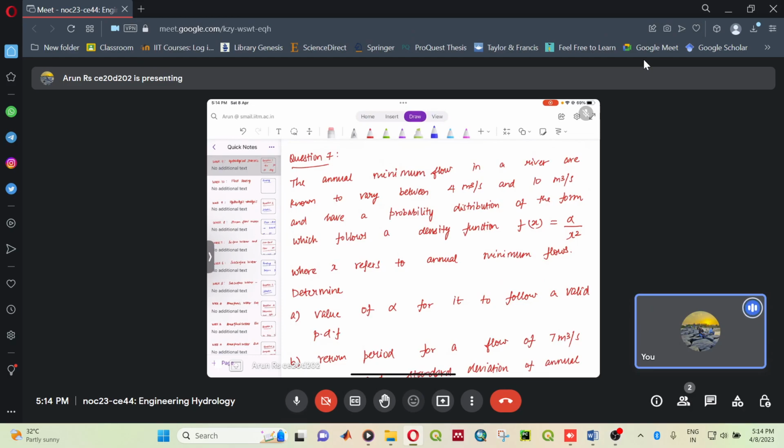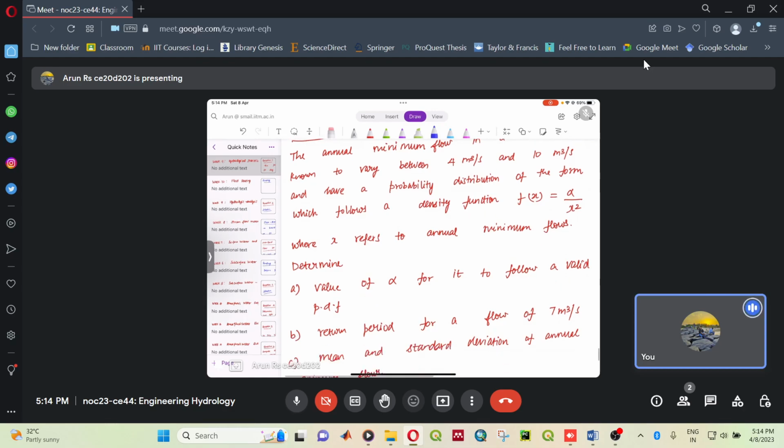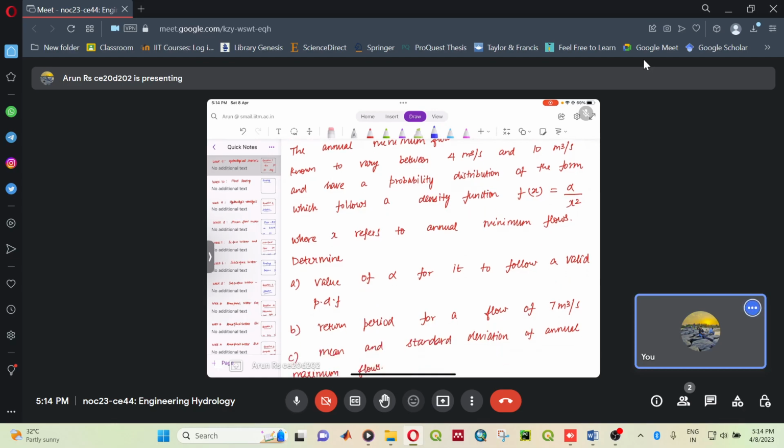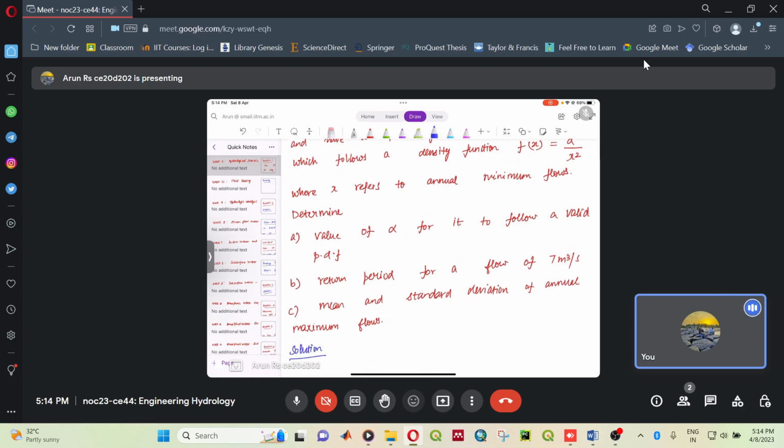So the next question is related to the continuous probability distribution. Here the annual minimum flow in a river is known to vary between 4 meter cube per second and 10 meter cube per second, and it follows a probability distribution with a density function given by f of x is equal to alpha by x squared. So here x refers to the annual minimum flows.